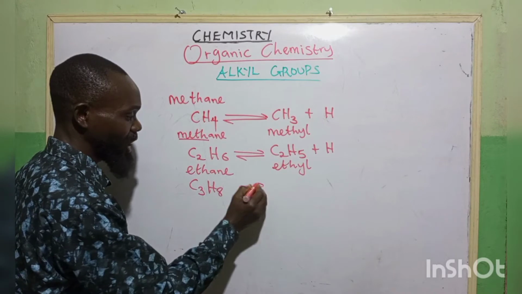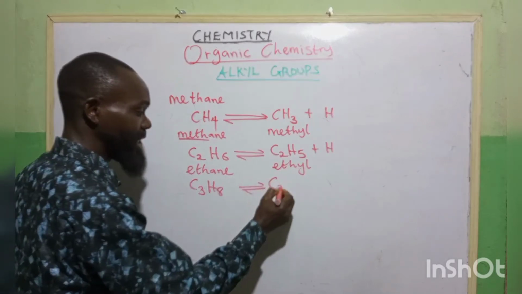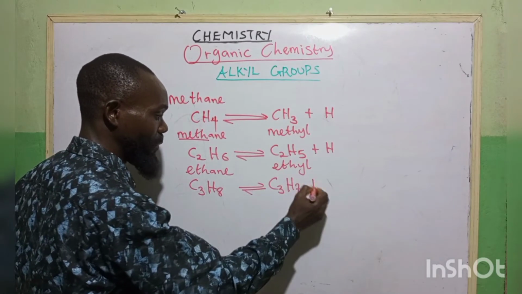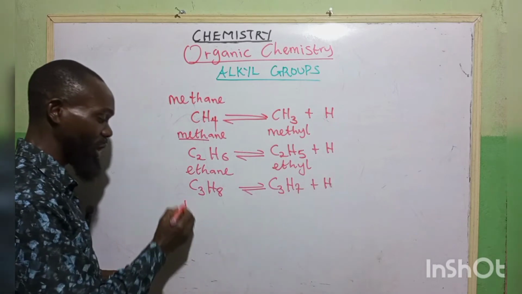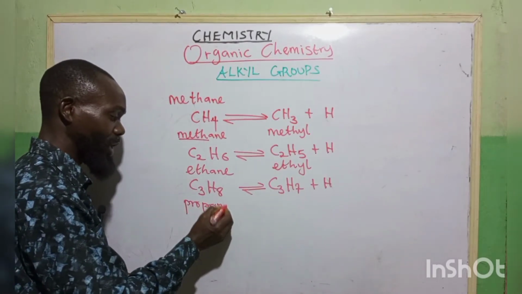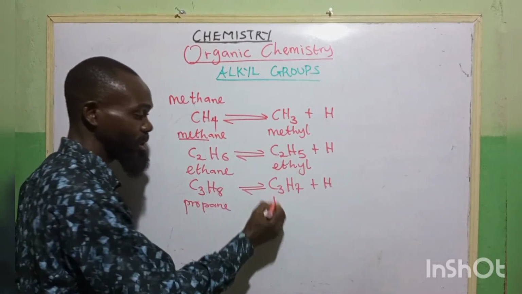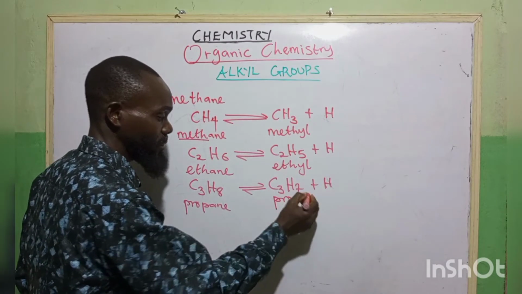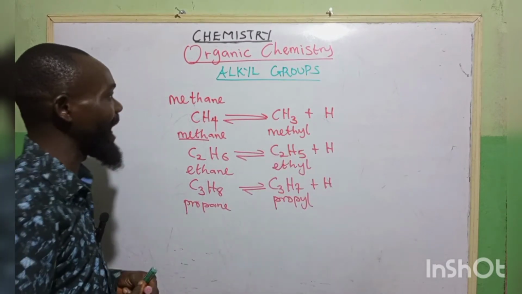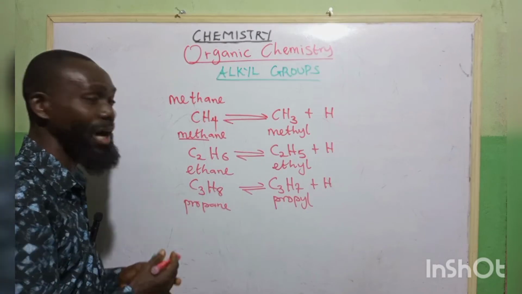Now the third member is C3H8, propane. When it loses one hydrogen atom, we have C3H7 plus H, which forms propyl. So in this case, these are how alkyl groups are formed.